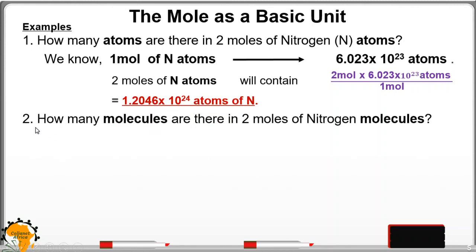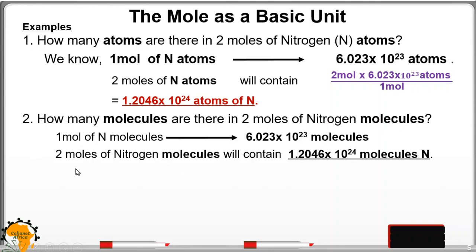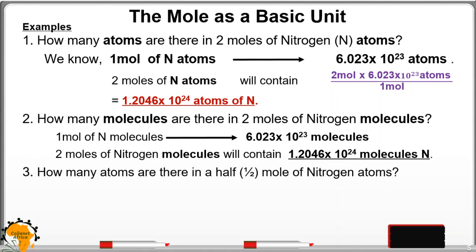Example 2, how many molecules are there in 2 moles of nitrogen molecules? We know 1 mole of nitrogen molecules has the Avogadro's constant of molecules. Therefore, what about 2? We do a cross multiplication and then we get this as the answer, 1.2046 times 10 to the power 24 molecules of nitrogen.